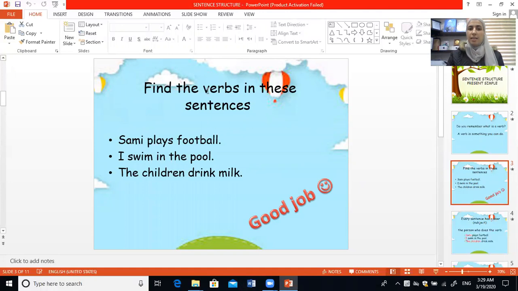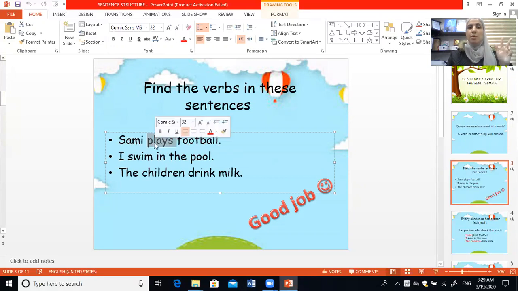Now here, find the verbs in these sentences. I will read the sentence and you try to find the verb. Sammy plays football. Which word is the word that you can do? That is the verb. Sammy, or plays, or football? What can you do? I can play. So in "Sammy plays football," plays is the verb. Because what does he do? He plays football.